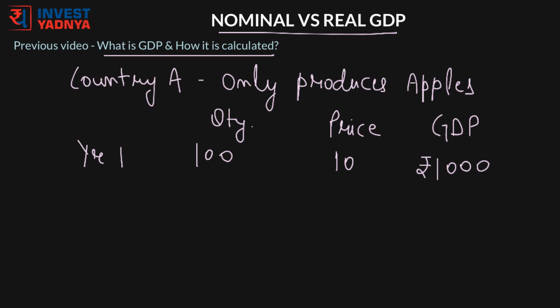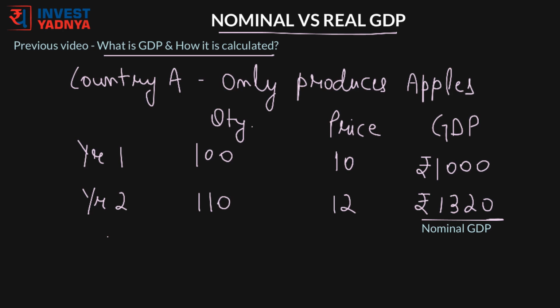In year 2, suppose country A now produces 110 apples. The selling price of an apple has now increased to rupees 12. So the GDP will be 1320 rupees. Now, what does this 1320 indicate? It indicates the nominal GDP of country A.